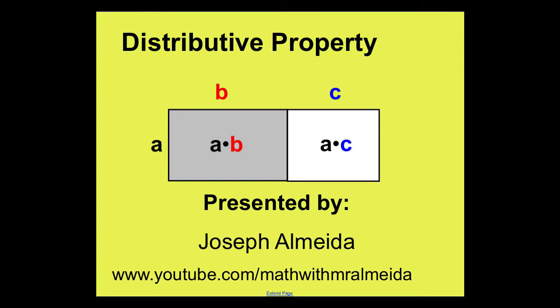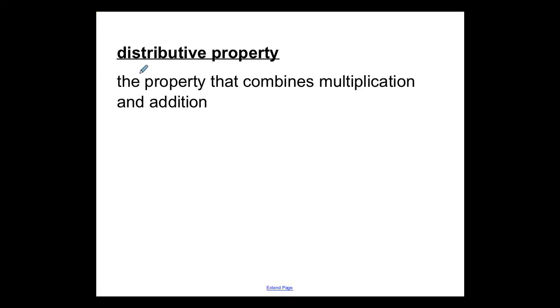The distributive property is a really important property that we're going to use in mathematics because it is going to be the kind of glue that connects addition with multiplication. We're going to talk more specifically about it, but in general, the distributive property is the property that does the combining of multiplication and addition.